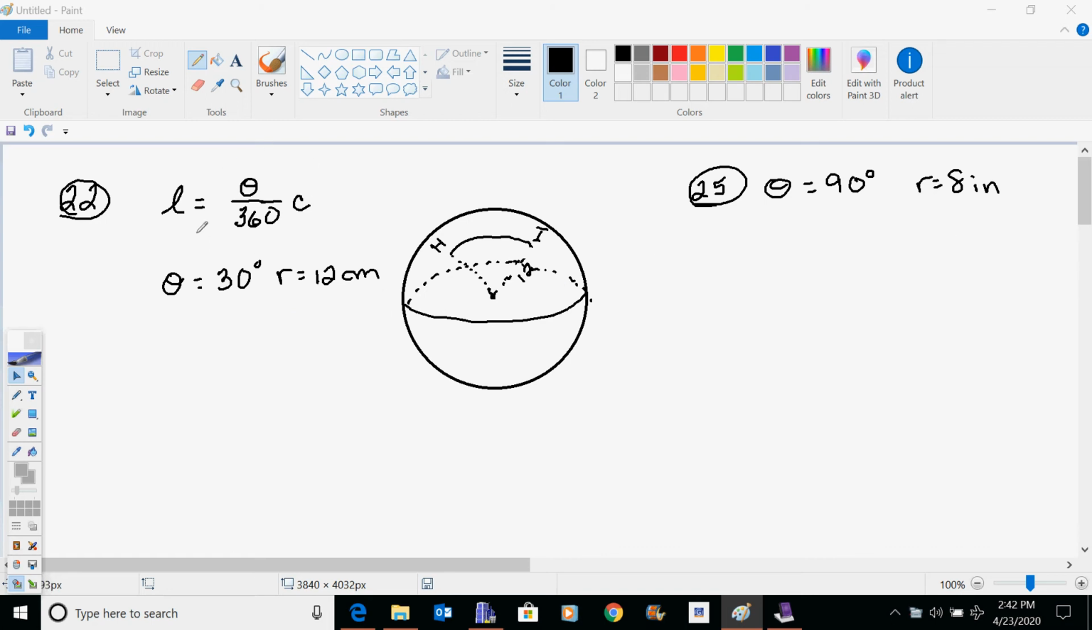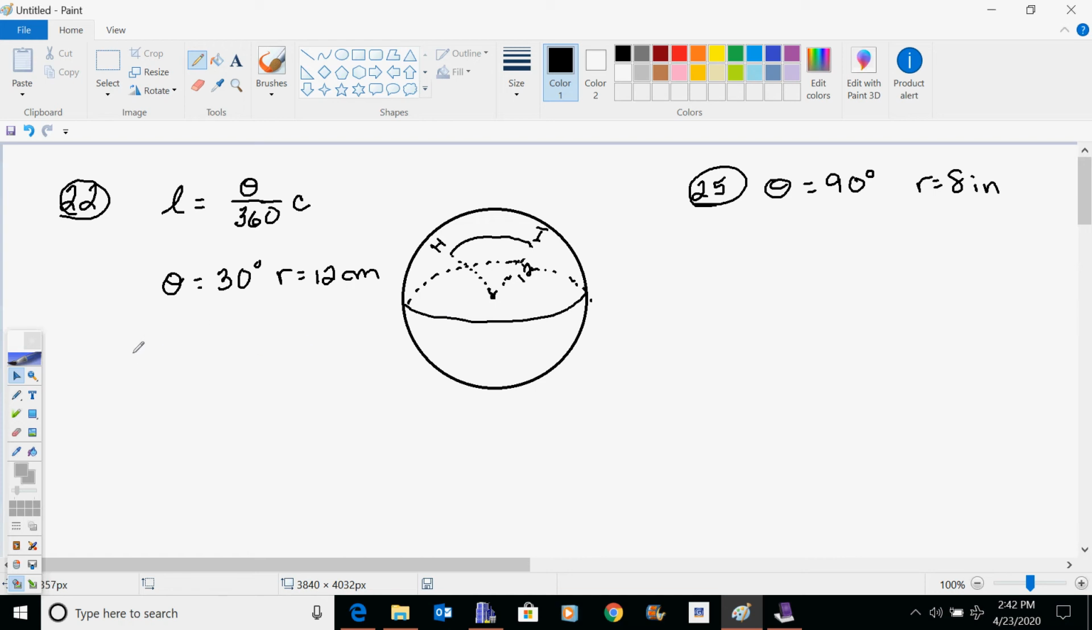They both use the same formula. This is the formula for arc length. And so you need to find the length of the arc. What we used this for when we were doing the other problems in the video was to find the distance from one city to another city, but this is just the same question in another form.